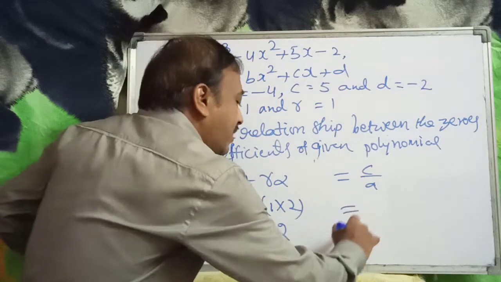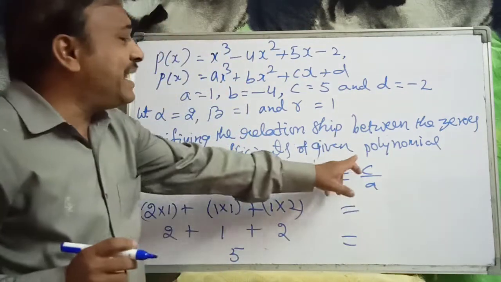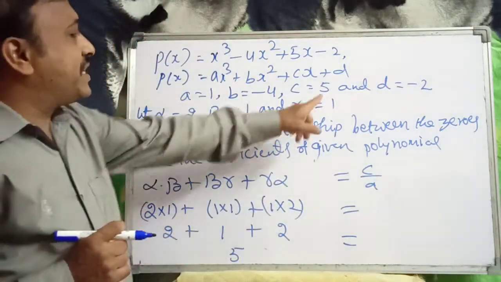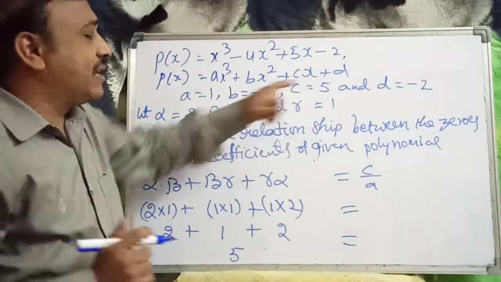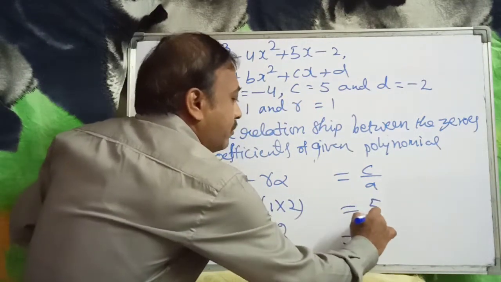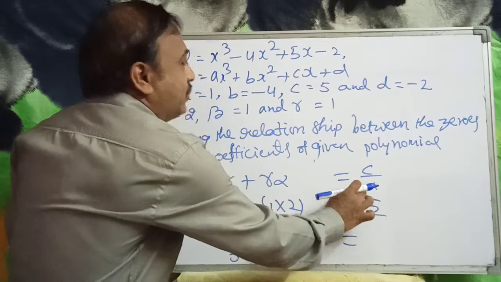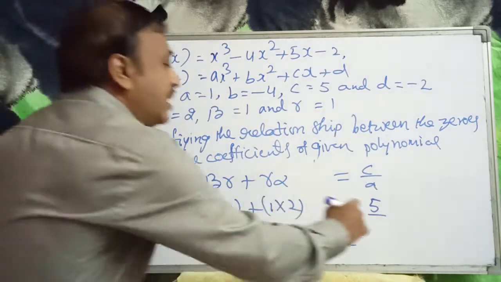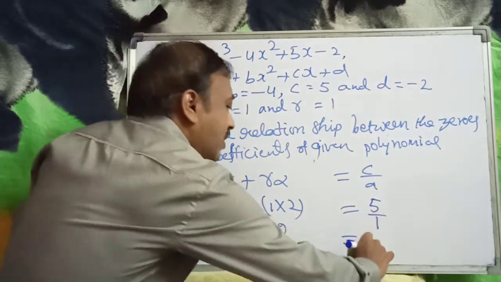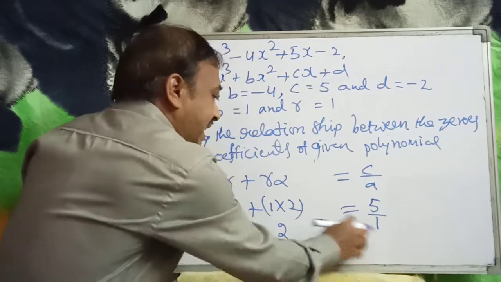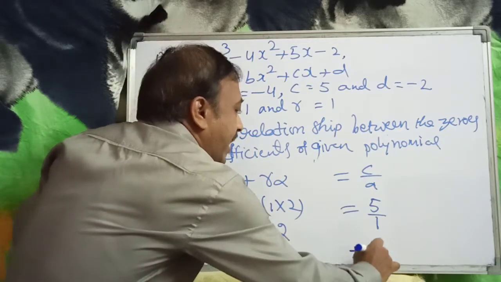Now we see the coefficients, c by a. Observe the value of c. What do we have? The value of c is equal to 5. 5 by the a value, that is the coefficient of x cube, 5 by 1, which is equal to 5. You are obtaining the value 5.